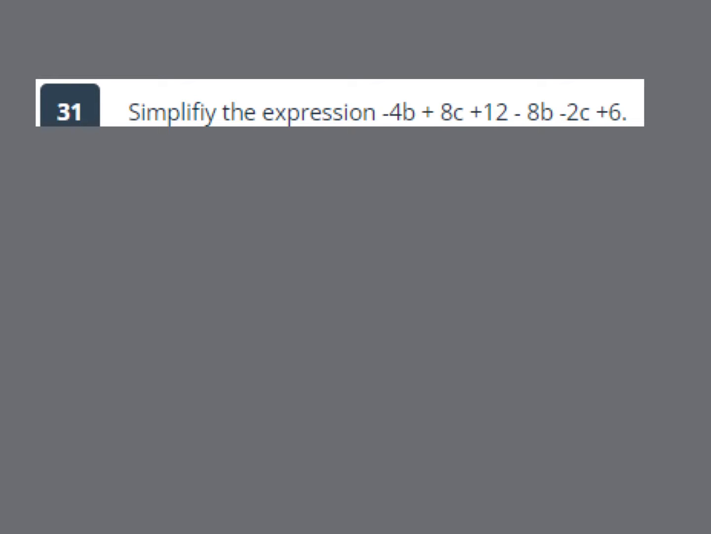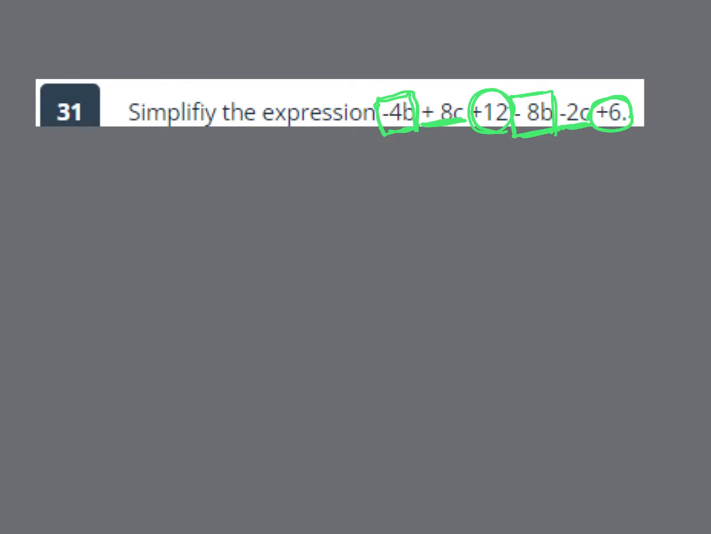simplify this expression. I do not need to rewrite this one because it's nice right there. I've got B's, C's, and some constants. Okay, so I'm going to box in a B, negative 4B, plus a C, so plus 8C, plus 12. Circle that. Minus 8B. That goes in a box. Make sure you take on the lead computation, what it tells us to do with it. Plus 8C, that's an underline. Plus 6 is a circle.